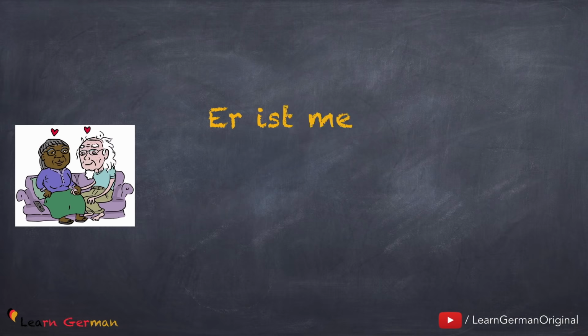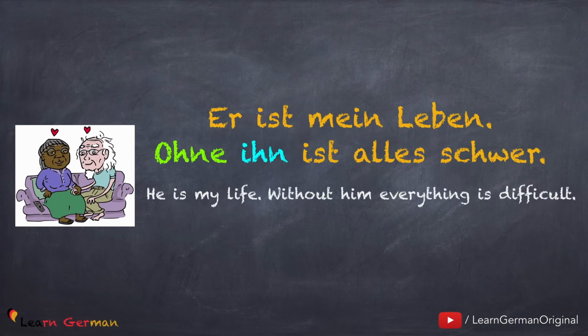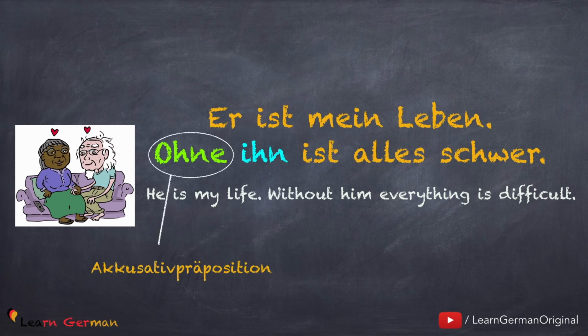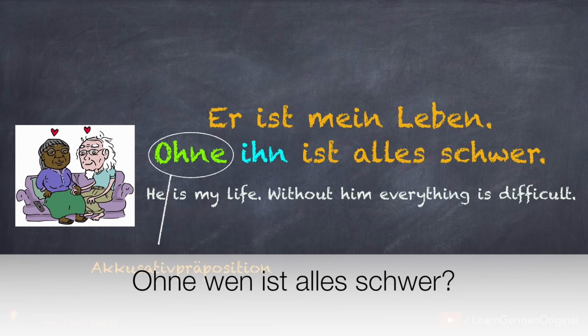Let's look at another example. Er ist mein Leben. Ohne ihn ist alles schwer. Here also, ohne is an accusative preposition. Hence, you will use a personal pronoun in accusative after that. In this case, ihn. The question here will be, ohne wen ist alles schwer?